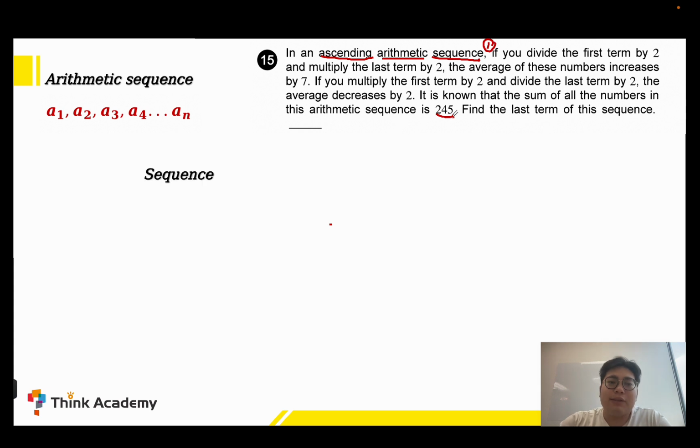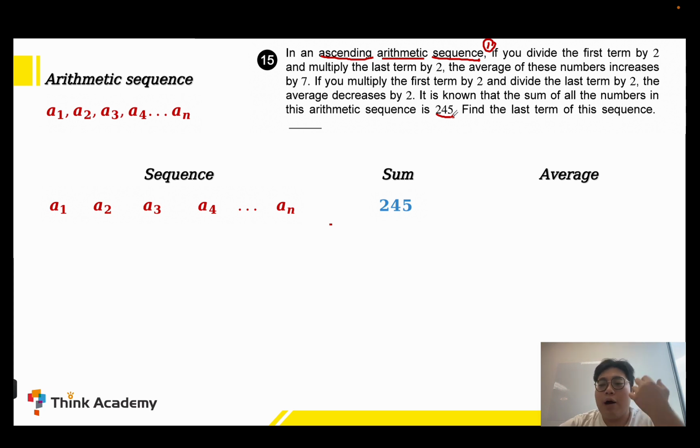So at first the sequence is A1, A2, and so on to AN. What's the sum? The sum is 245. And what's the average? How can we calculate the average? Of course, use the sum divided by how many numbers we have. We can use the sum divided by n to represent it.